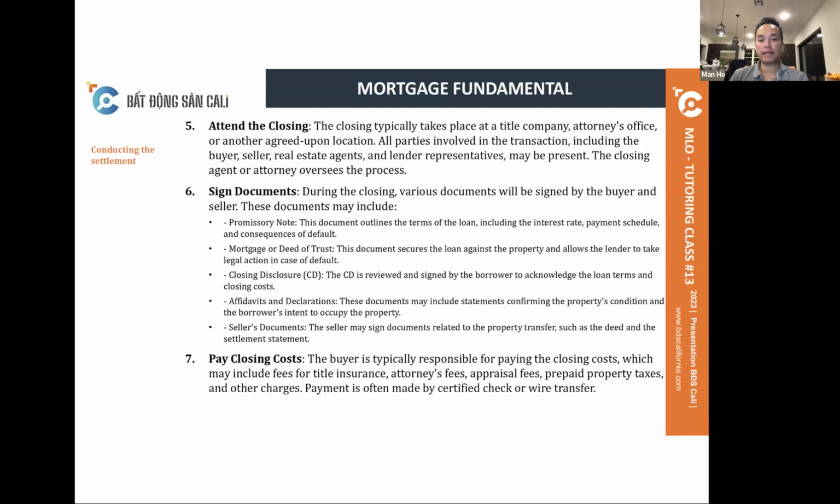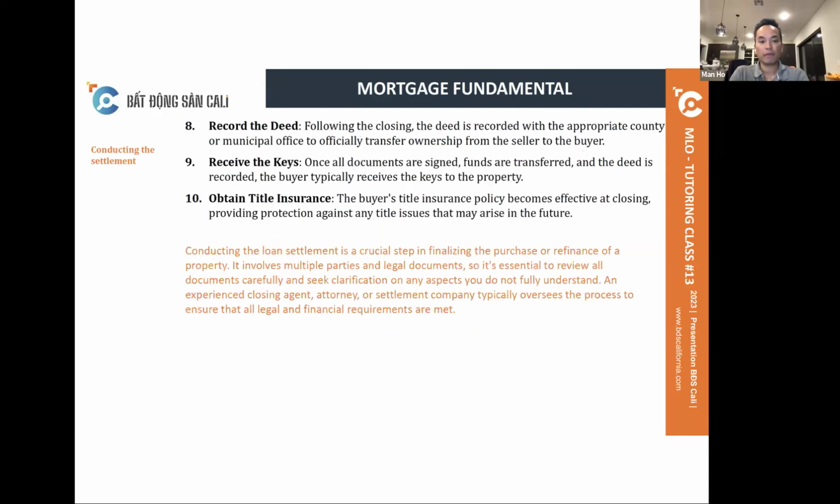Seller documents. The seller may sign documents related to the property transfer, such as the deed and the settlement statement, okay, which is the final document. Pay closing costs. The buyer is typically responsible for paying the closing costs, and the seller may pay their own costs as well, right, including title insurance, attorney fee, appraisal fee, prepaid property taxes, and other charges. Okay, payment is often made by certified check or wire transfer.